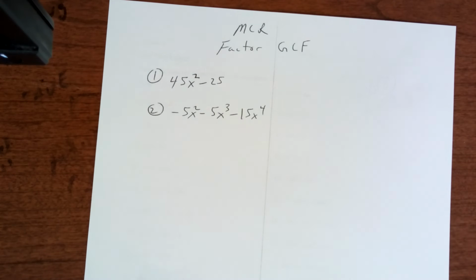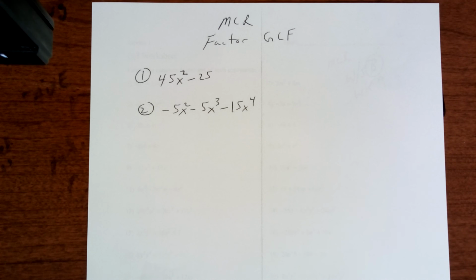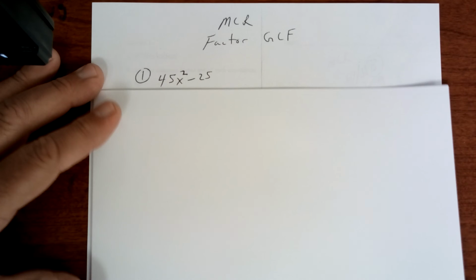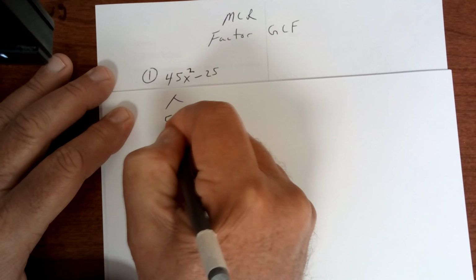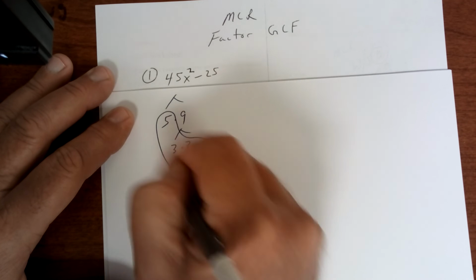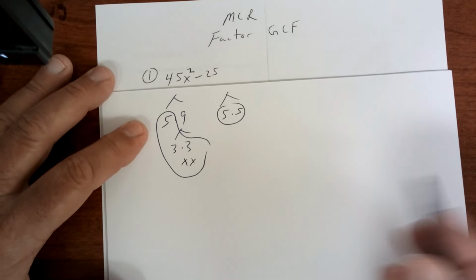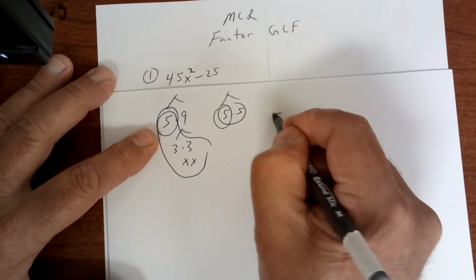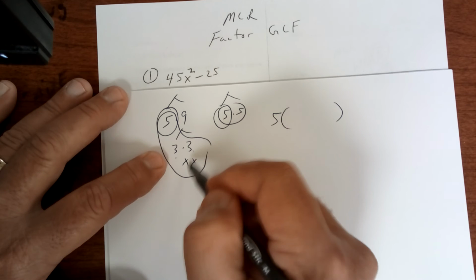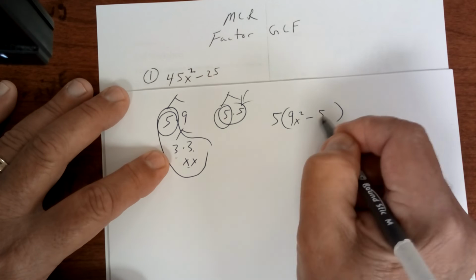Okay, MCR class, we're doing the greatest common factor here. Okay, so to get the greatest common factor, what you're going to do is first prime factor everything. So this one right here is going to be 5 times 9, and then 3 times 3, and then x. This one's going to be 5 times 5. You're looking for what's in common. The only thing that's in common is a 5, so you're going to take a 5 out. You're left with 9x squared here. You have a minus, and then you're left with a 5, and you're done. And that's how you do it.